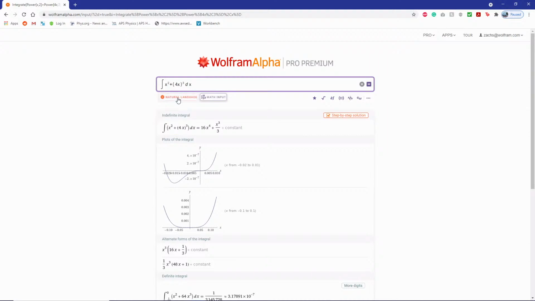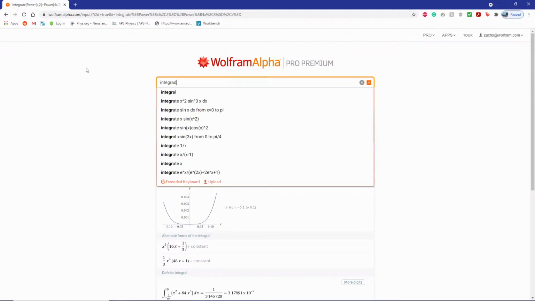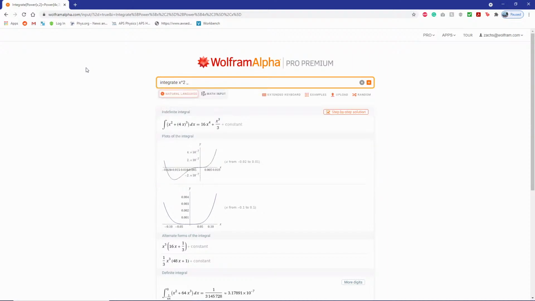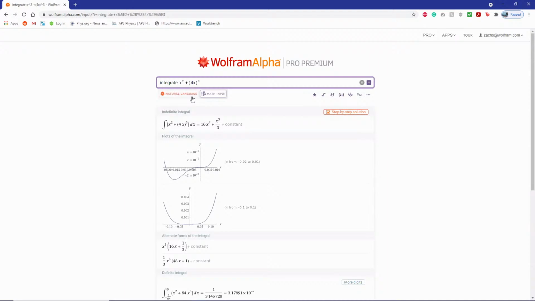And just so you can understand how much of an improvement this is, normally this is what I would have to type in if I was going to do it in natural language, or I would have to do integrate x squared plus 4x cubed, and it would come up with the same answer. But if I do it in math cubes, it looks like that.